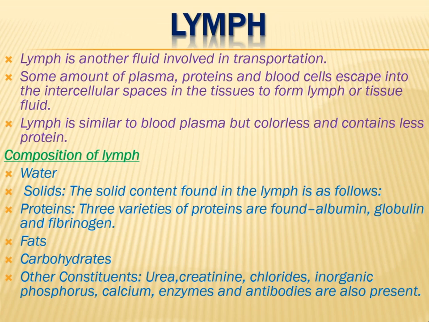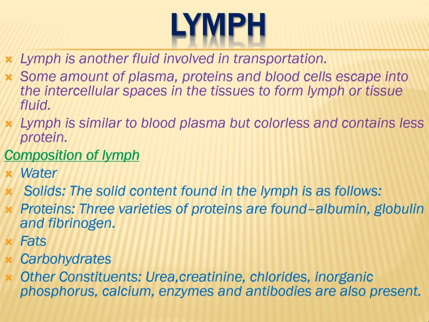Now, lymph is similar to blood plasma. Basically, lymph is very much similar to blood plasma but colorless and contains less protein. The amount of protein present in plasma is much less in lymph, and blood plasma has a color but lymph is basically colorless.